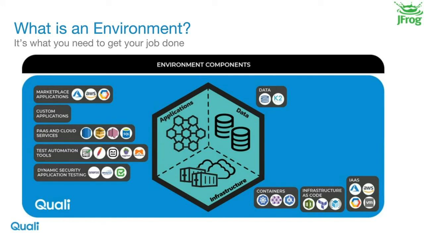An environment, in the context of environment as a service, is the inclusion of also application and data. An application could be any number of marketplace applications already available for your public cloud, as well as PaaS and cloud services, or custom applications, and that's when you retrieve those custom applications built from an artifact repository, such as JFrog Artifactory, for those of you who are familiar with it. And then we also have the data components that are part of the environment as well.